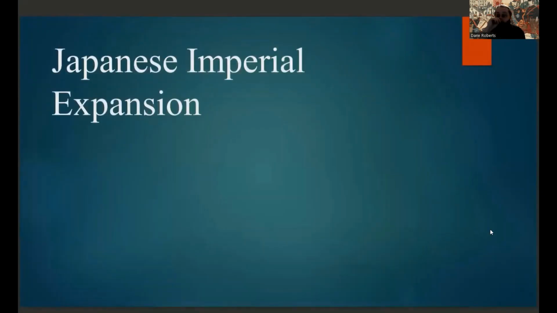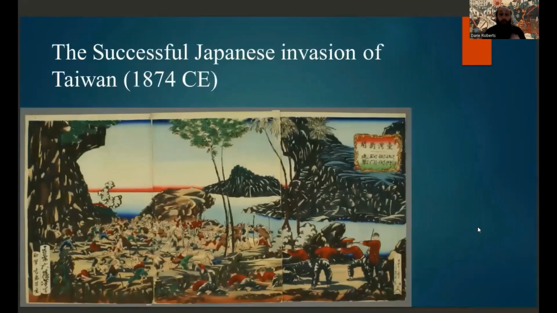All right, so now we're on to the next to the last section, the Japanese imperial expansion. The first instance of the expansion of the Japanese Empire would be the successful invasion of Taiwan in 1874 CE. Now, this invasion was done in response to Ryukyu sailors who were shipwrecked off the coast of Taiwan. Remember from the Tokugawa shogunate video, Ryukyu was both a tributary state of China and Tokugawa Japan. And now Imperial Japan.